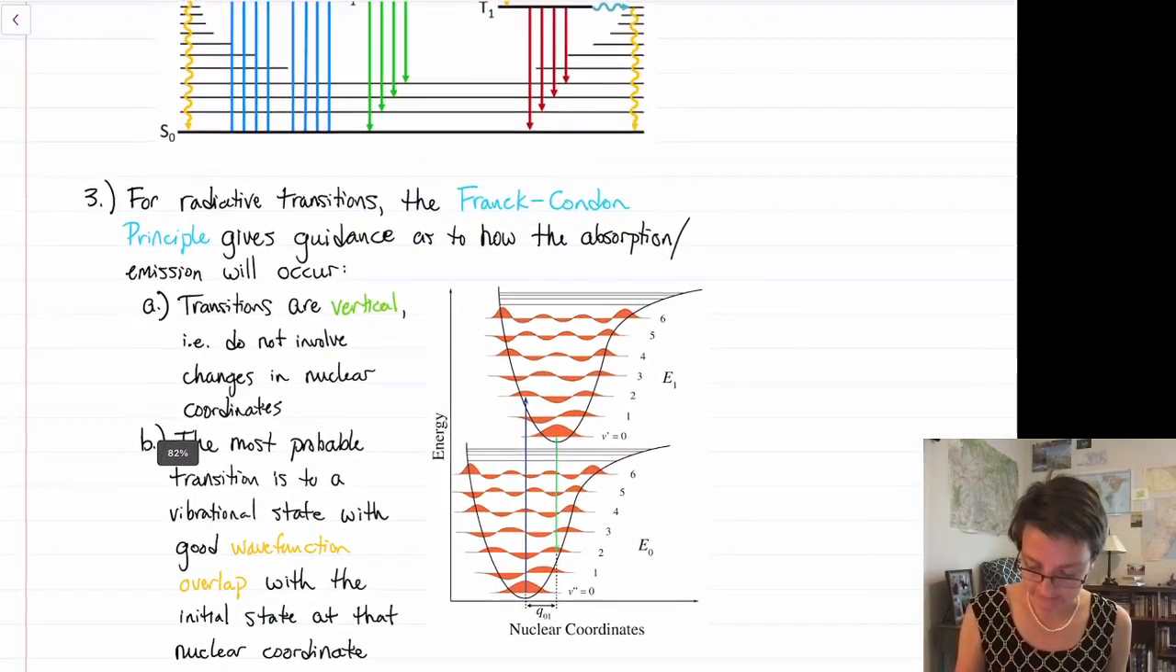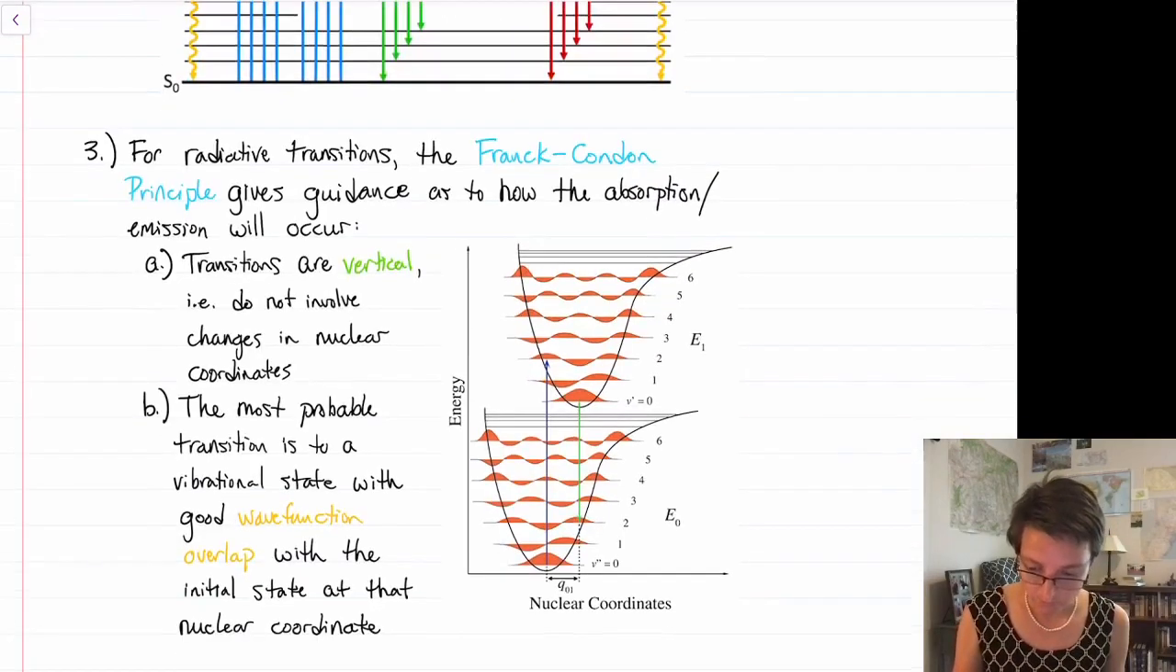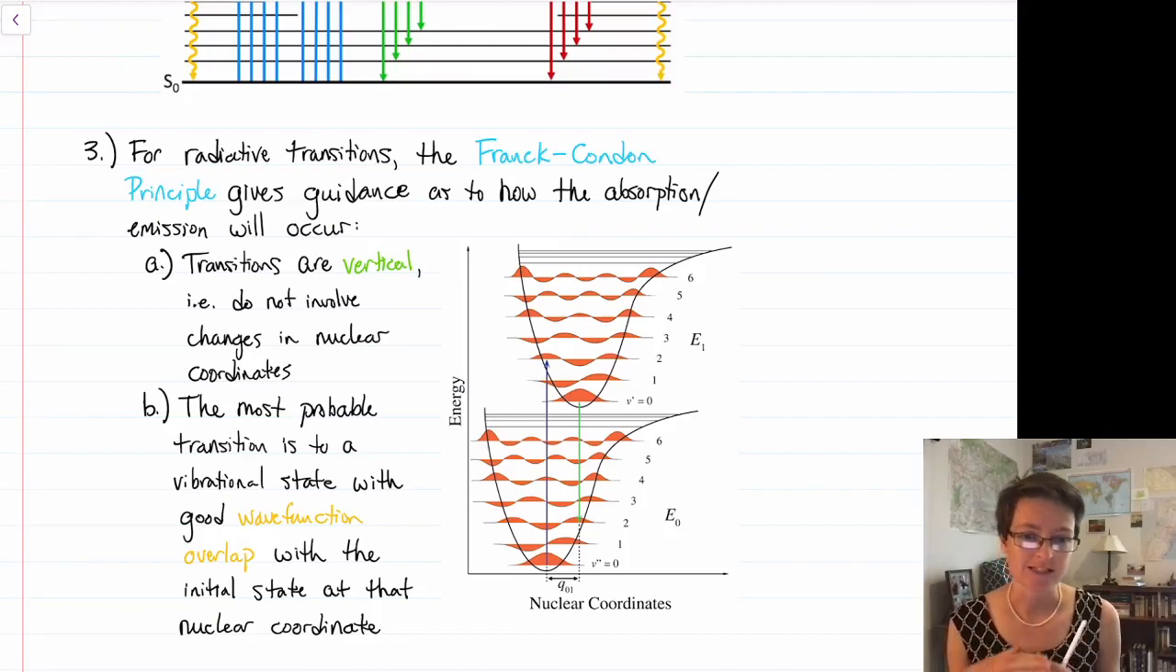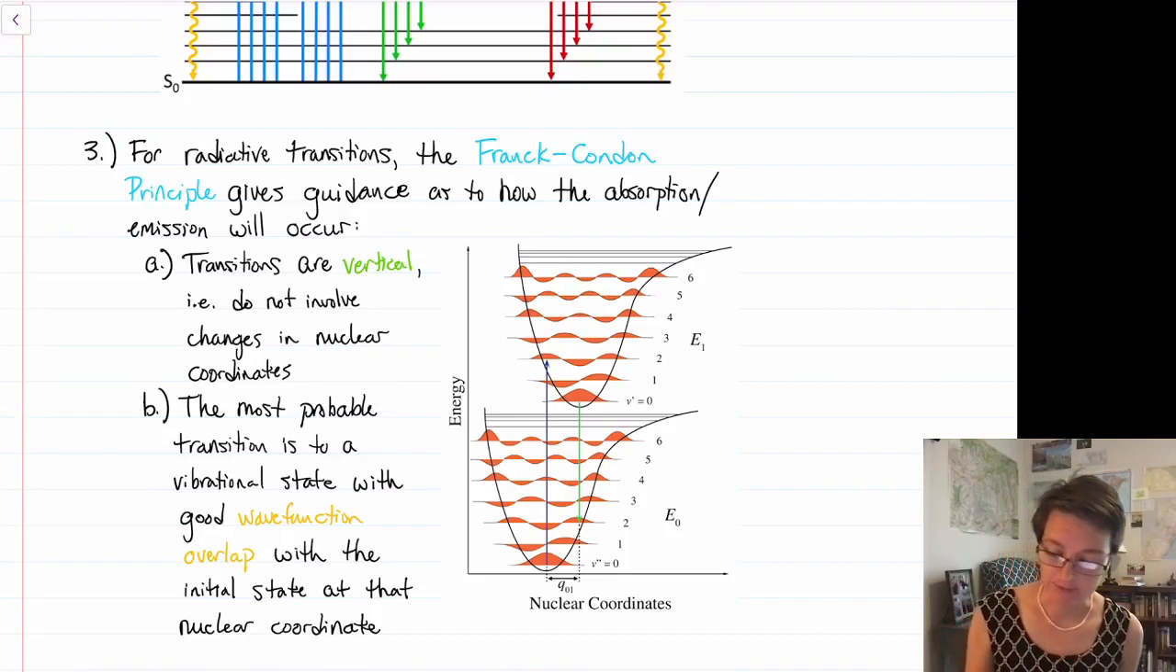And then our third and final takeaway for today is that for radiative transitions, processes that involve the absorption or the emission of a photon, the Franck-Condon principle gives us guidance on how that absorption or emission will occur. We learn from the Franck-Condon principle, first of all, that transitions are vertical, i.e. they do not involve changes in the nuclear coordinates. And second, we learn that the most probable transition is to a vibrational state that has good wave function overlap with the initial state at the nuclear coordinate where the transition is set to take place.